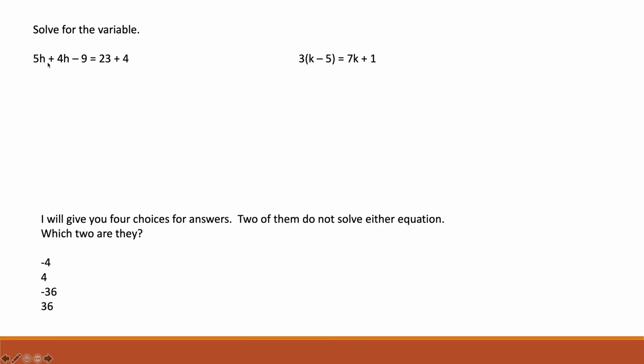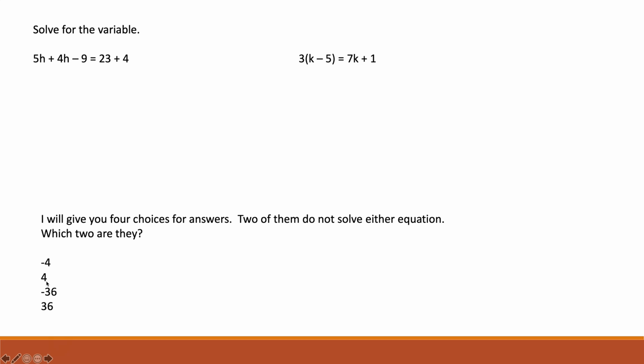In the case of the first problem, I'm going to get 9h minus 9 equals, that same side stuff actually applies to the 23 plus 4, that's 27. So same side, same operation is the correct strategy here. 5h plus 4h is 9h, minus 9 equals 27. Adding 9 to both sides, I get 9h equals 36. h is 4. So we know that 4 is one of the correct answers here.